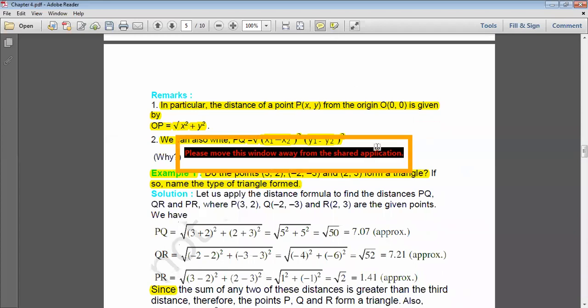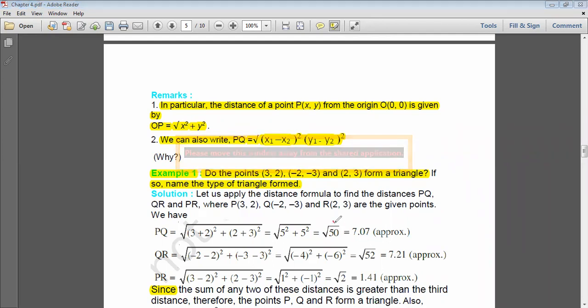We can also write, sir, that root of 25 into 2, then 5 will come out, so 5 root 2. Okay. And similarly, you can write QR as well, and you can find it as square root of 52, and in the same manner PR can be written as, we can find the distance as root 2 again.